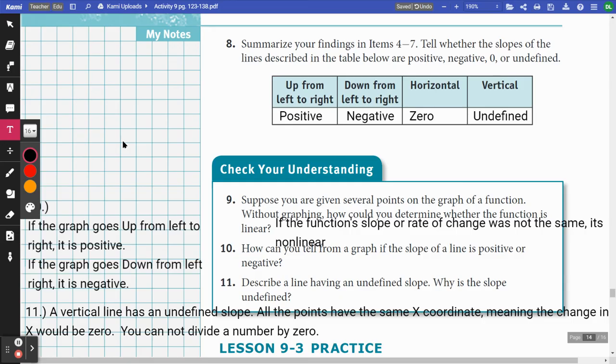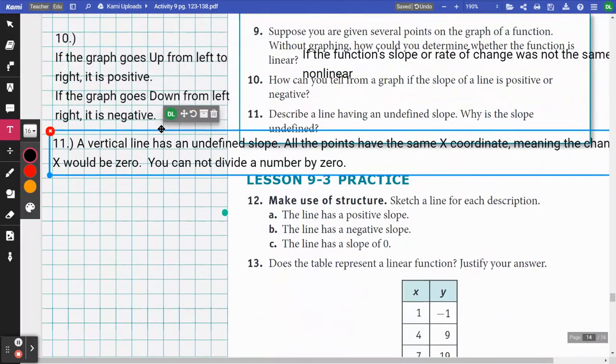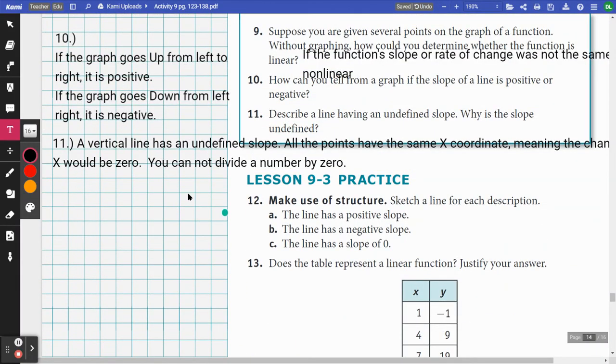All right, so that is the rest of the problems. Going through number 11, you have the lesson practice to do on your own. Look over what we have, and you should be good to go.